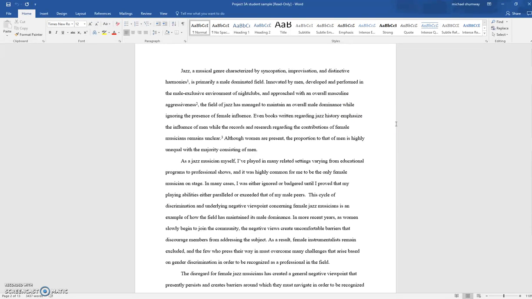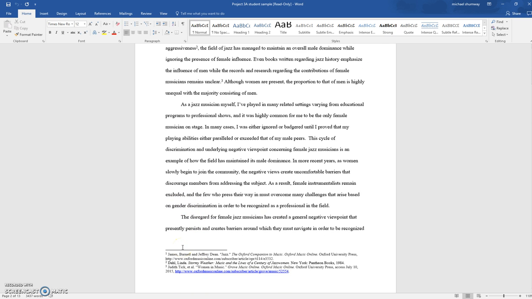So, jazz, a musical genre characterized by syncopation, improvisation, distinctive harmonies, is primarily a male-dominated field. Now I want to stop here for a second, because what this person has just done in the first sentence is identified the community that we're going to be talking about, given us a definition of that community, but then also brought in some research.